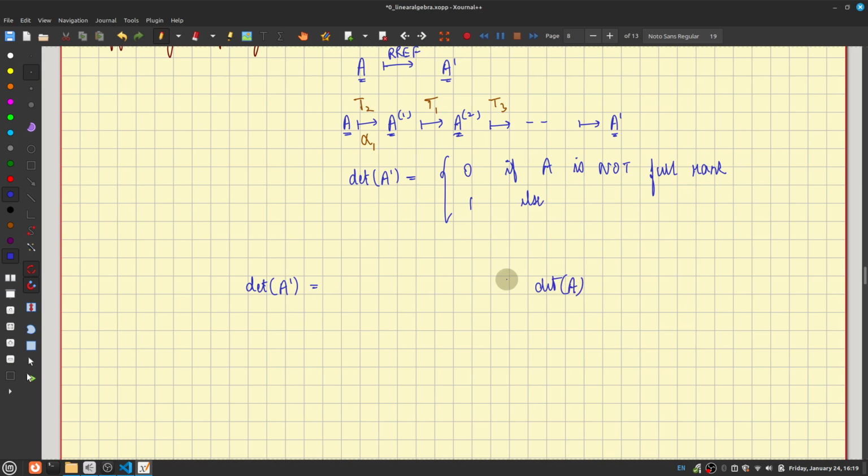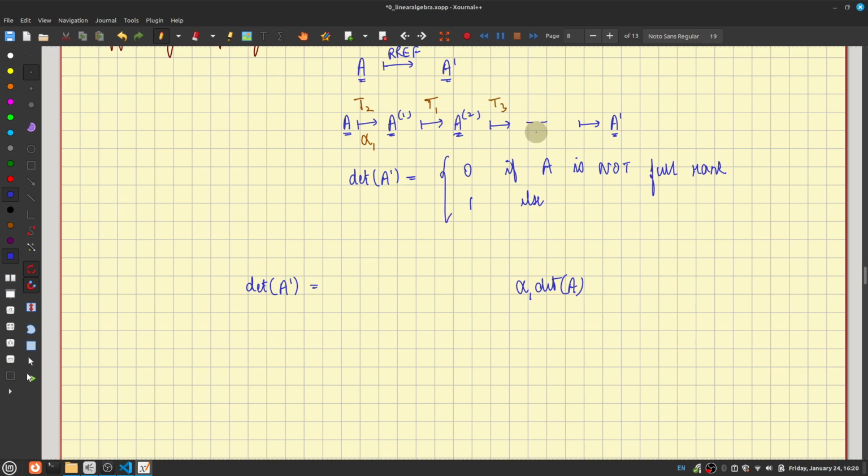So I started with A and then got to A1, which was maybe a type 2 operation. What happened? Effectively, the determinant of A1 is going to be alpha 1 times the determinant of A, correct? Because I did a type 2 operation where I scaled the first row by some constant alpha. Then I performed another type 1 operation and the determinant remained unchanged. So the determinant of A2 is equal to the determinant of A1, which is alpha 1 times the determinant of A.